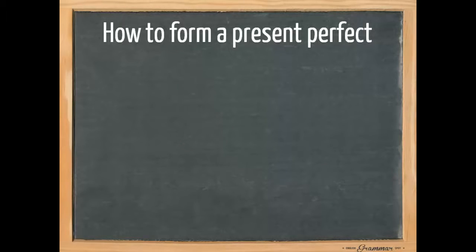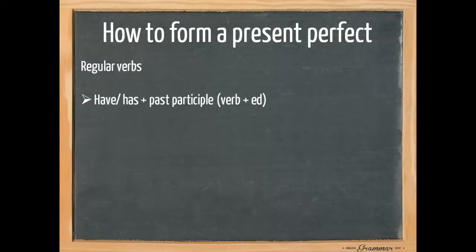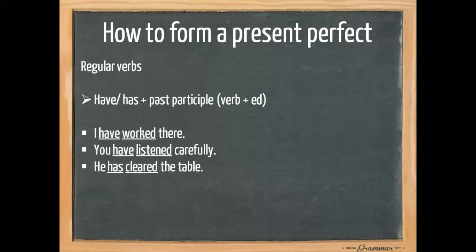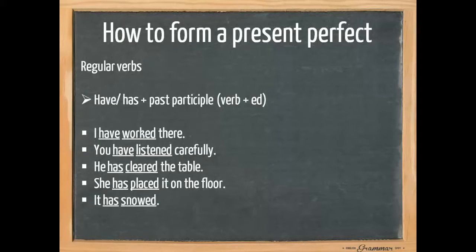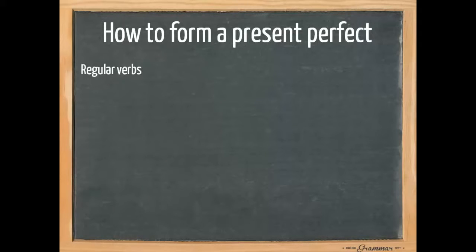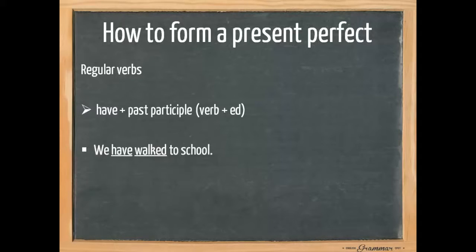How to form a present perfect? Let's have a look at the regular verbs. For the regular verbs, we use the auxiliary verb to have and the past participle. You can make a past participle by adding ed to the infinitive form of the verb. Now let's have a look at these singular forms. I have worked there. You have listened carefully. He has cleared the table. She has placed it on the floor. It has snowed.